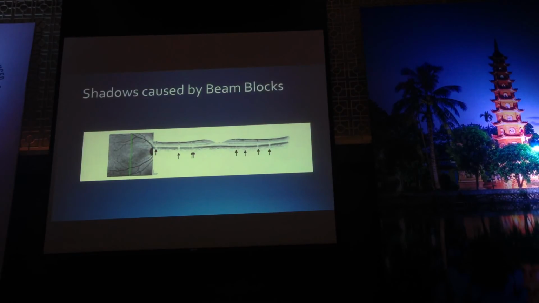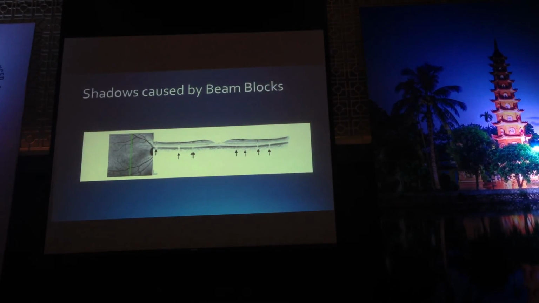Here are the shadows caused by beam block. Here's what you normally see, right? What are these? They are retinal vessels, right? They are retinal arterioles here. So the OCT beam is blocked by all these vessels, and that's why it casts a shadow over here.